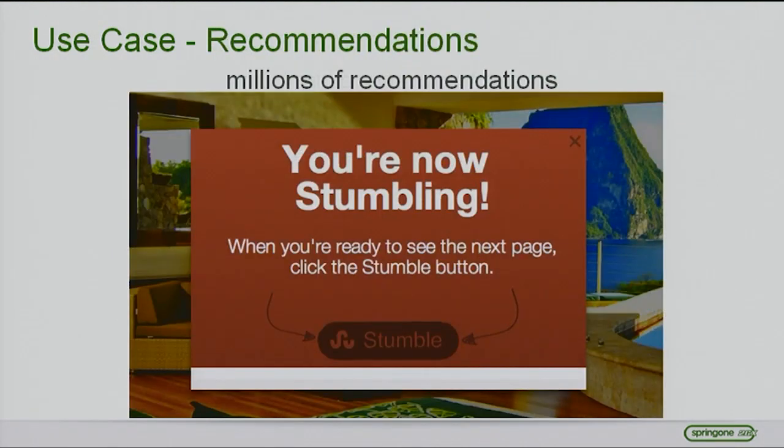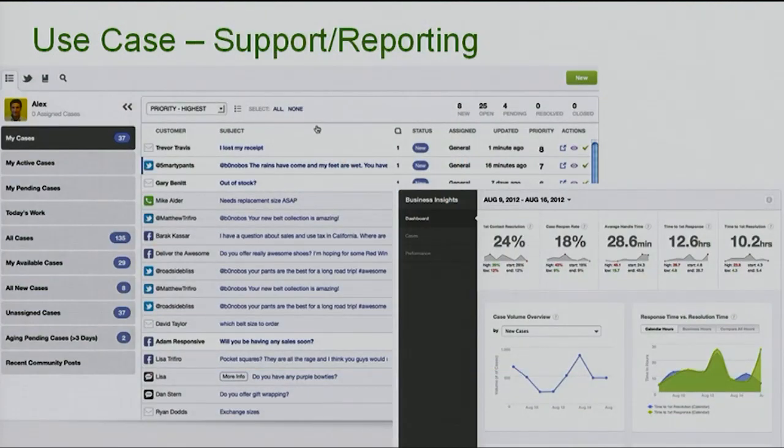You can use it for recommendation. This is what StumbleUpon uses Elasticsearch for. Again, very flexible. It's not necessarily just about finding data, but also finding the different relationships within the data. Or you can just use it for reporting.